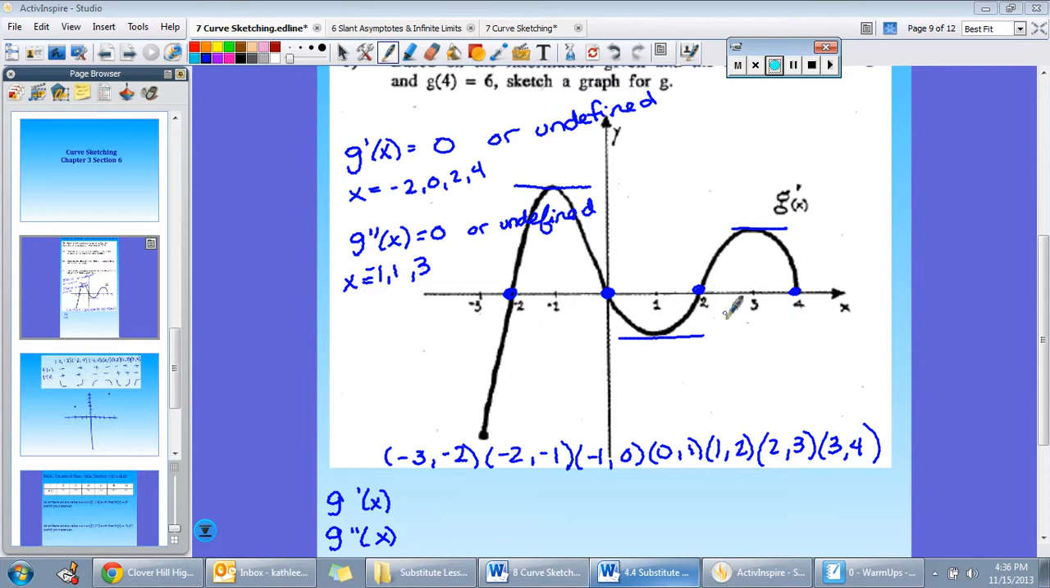So when we're looking at g prime of x, we want to figure out where g prime is positive and negative. So because this is the graph of g prime of x, it is negative here, positive, positive, negative, negative, positive, positive. So everywhere it's below the x-axis, we write a minus sign, and everywhere that it's above the x-axis, we write a plus sign.